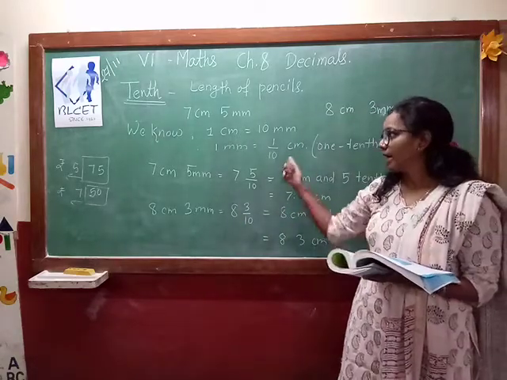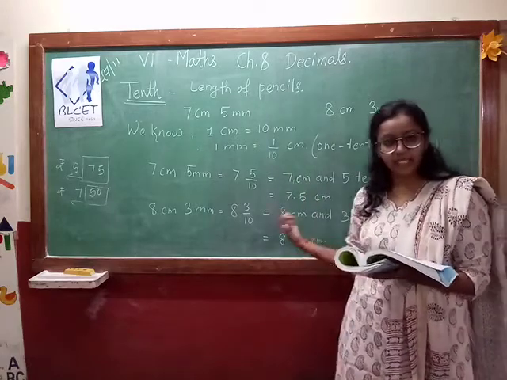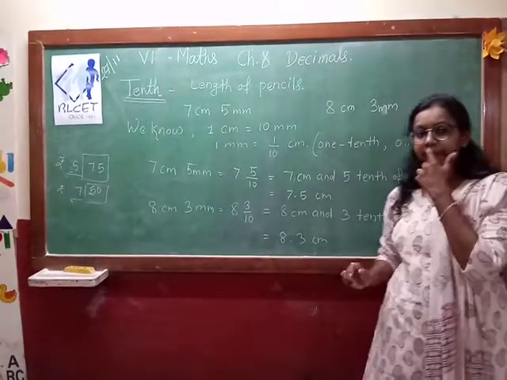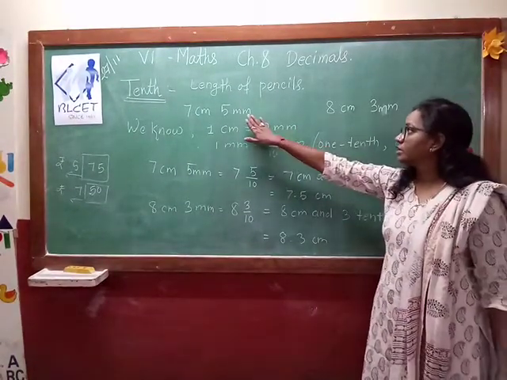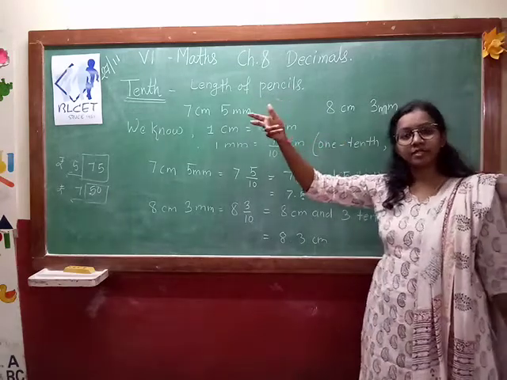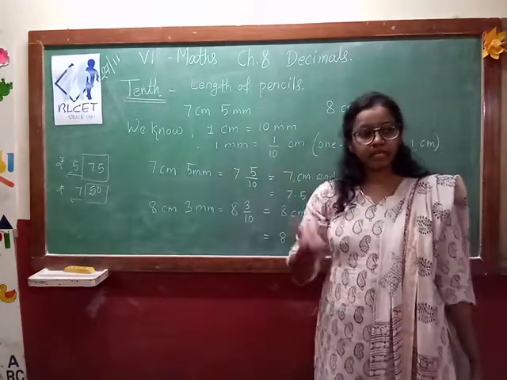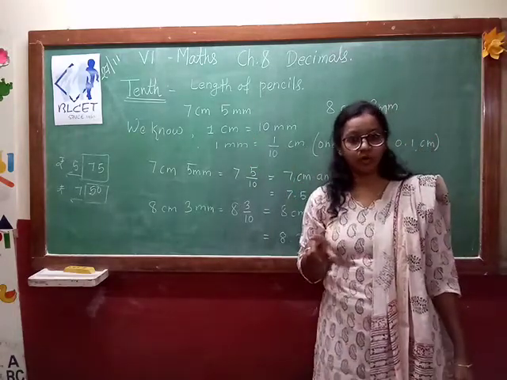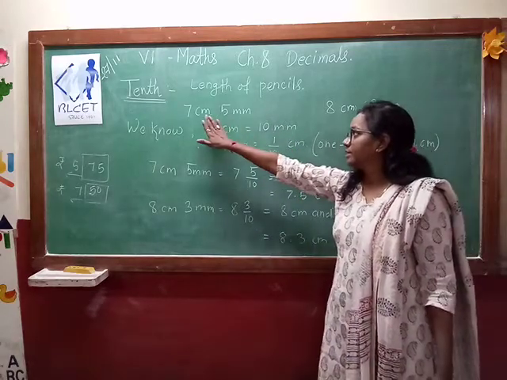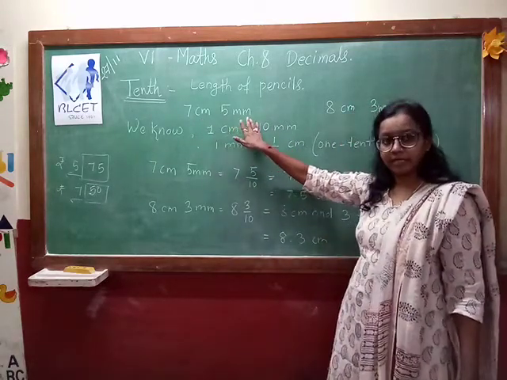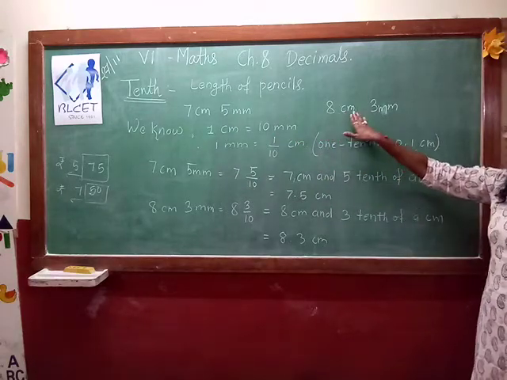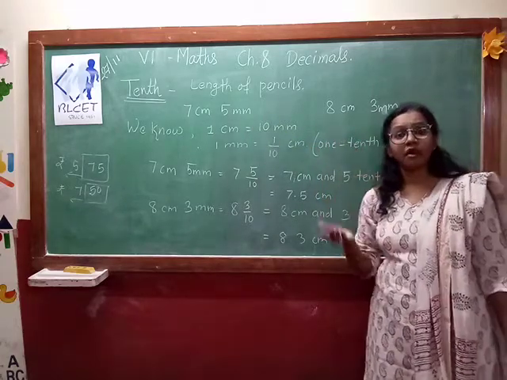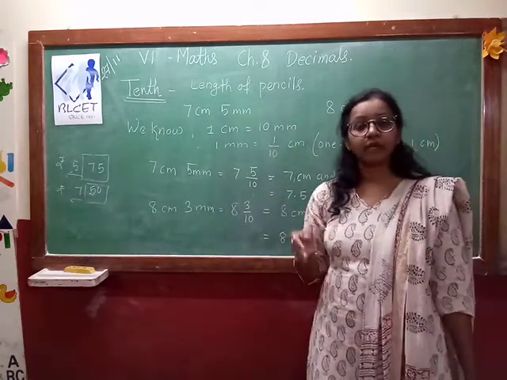Okay. So I have written the concept of tenth. We will see first. How will you represent the tenth? So suppose here I have mentioned the length of pencils. Two students of your class are performing a task to measure the length of their pencils. So one student has measured the length 7 cm 5 mm, and another student has measured 8 cm and 3 mm. Now we want to represent these terms in the form of only centimeter. Then how will you write this?